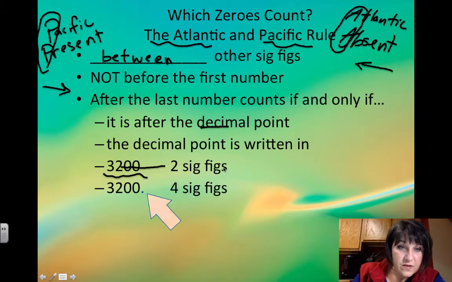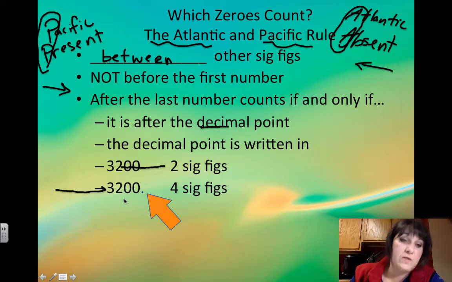Now look what happens. If I put a decimal behind there, then I'm not flying in from the Atlantic side. I'm flying in from the Pacific side because a decimal is present. So I fly in here until I hit a non-zero number and bam, there's one right away. Since there's a decimal present, that changes everything. So now I know that this measurement is accurate to 4 sig-figs, not just the first 2.